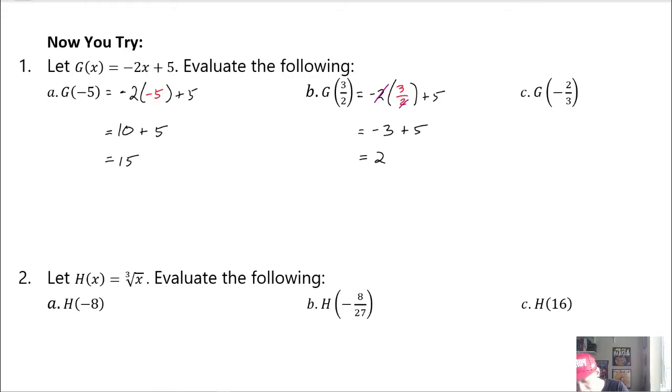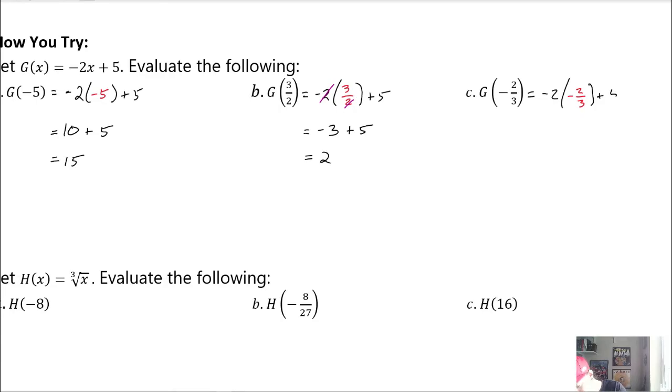All right, one more, part C, g of negative 2/3. We're going to have negative 2 times, plug in the negative 2/3 for the x value. And then we want to add 5. All right, here that 2 is over a 1. I can't reduce anything, so let's multiply across now. The negatives will cancel, and we'll get 4/3 plus 5.